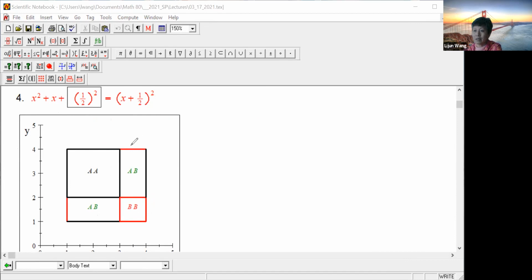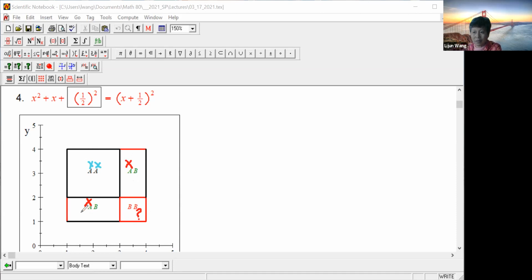Obviously, A, this is X, right? X times X, right? You follow me? And we don't know what this is. Okay, this is a question mark. We don't know what it is. So A is X. We don't know what B is.